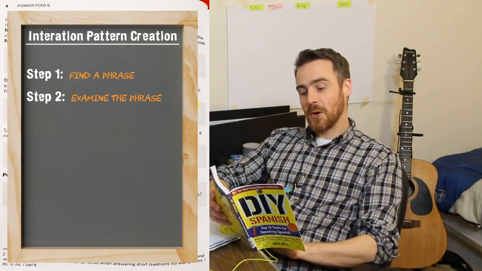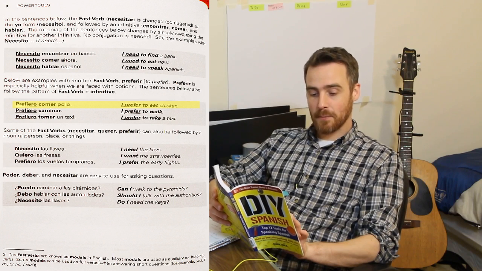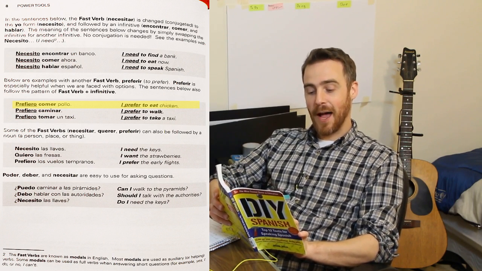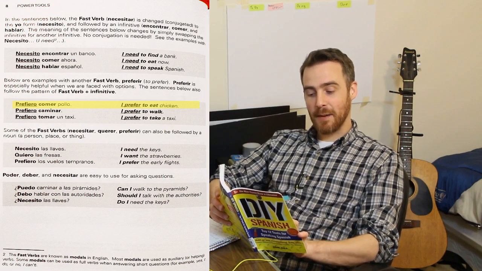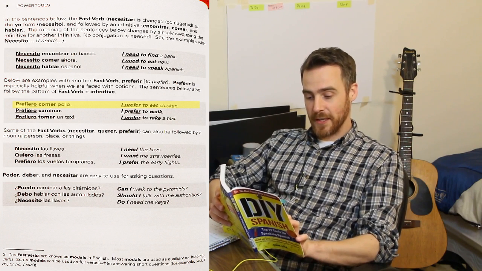So that's step 1. Step 2 is examine the phrase. Here on page 8, you can see on the left-hand side, prefiero comer pollo, and then on the right-hand side, I prefer to eat chicken. So you see, prefiero is I prefer, comer is to eat, and pollo is chicken. So there we go. We have examined our phrase. We can recognize what it sounds like, we can recognize what it looks like, and we know its meaning.